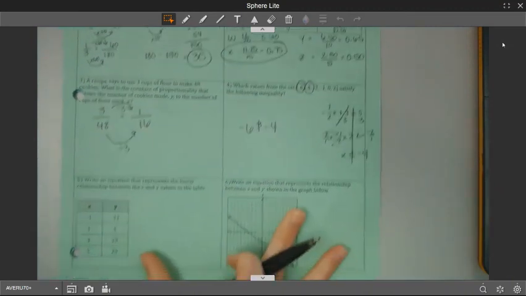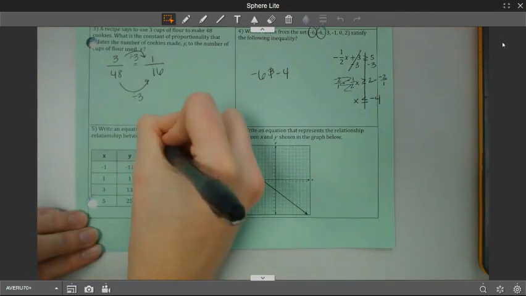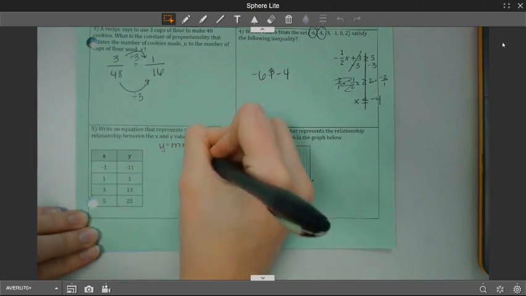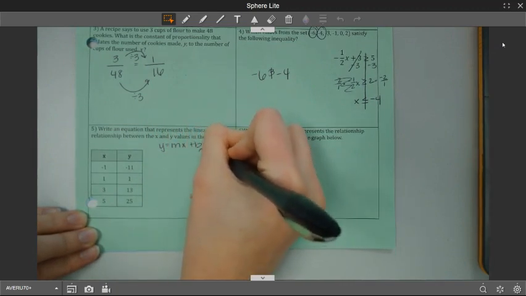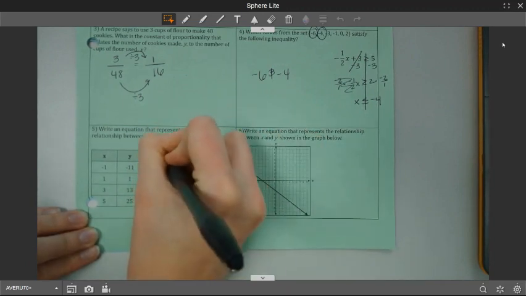5 and 6 were the hardest questions on the Wildcat sheet. So basically, they're asking you to write an equation in y equals mx plus b form, where b is your y-intercept, and m is your rate of change.